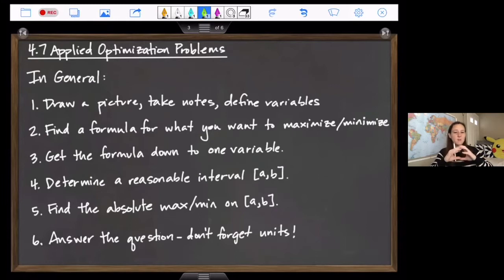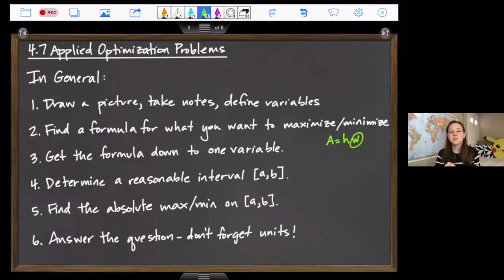So we had that pen along the river that I drew, and we called the height and the width H and W. Find a formula for what you want to maximize or minimize. We wanted to maximize area, so I found a formula for area. I'd said that area was equal to the height times the width. And then we had to get the formula down to one variable. That was where I used that constraint information to replace W with a formula involving H.